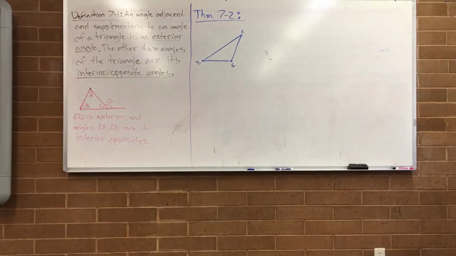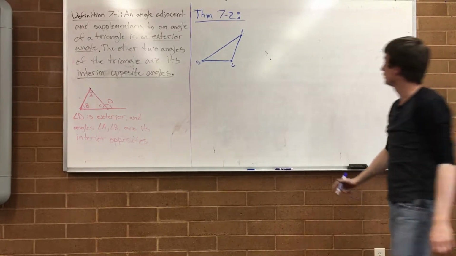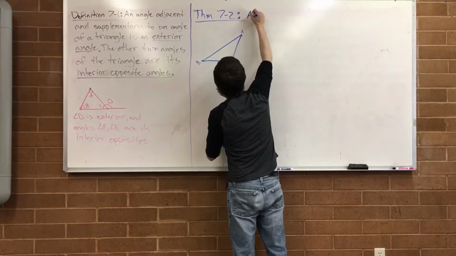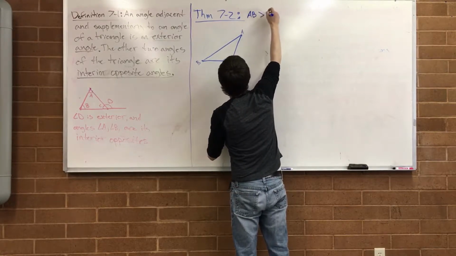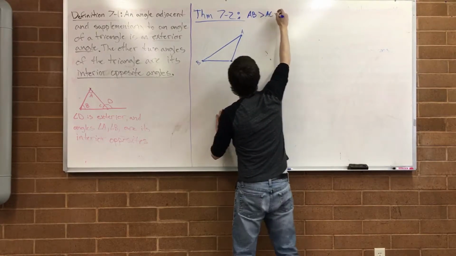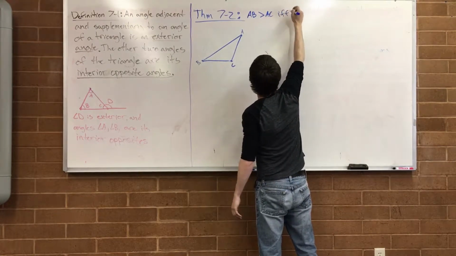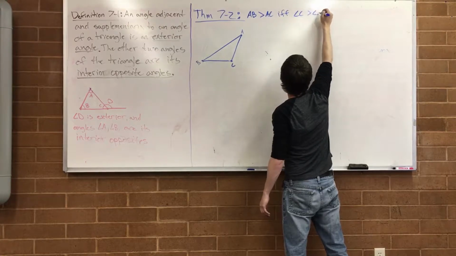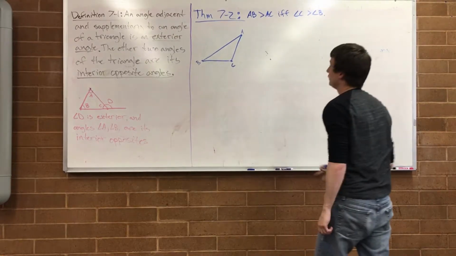I don't know what page we're on. They start out with the sides. So AB is greater than AC if and only if angle C is greater than angle B. Okay, you understand what I'm saying?